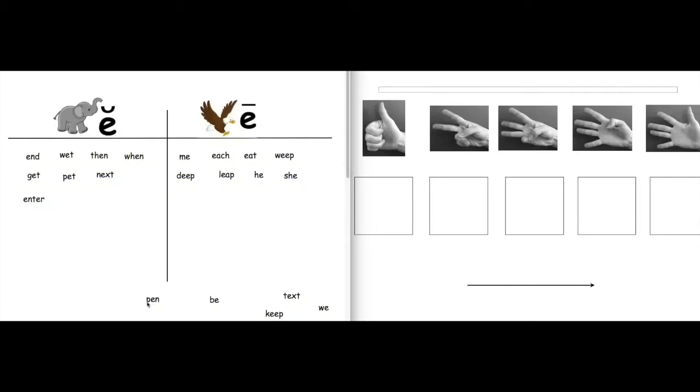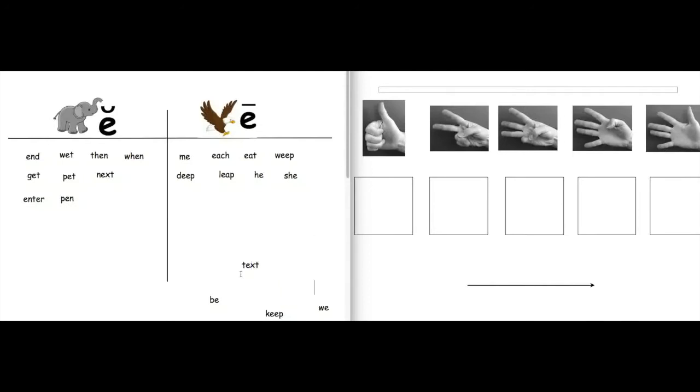Pen. You can write with a pen. Let's do the sounds. P, E, N. Pen. 3 sounds. You're right. I hear the short E sound in the middle of pen. P, E, N. Right there. Good job. Let's look at this word.